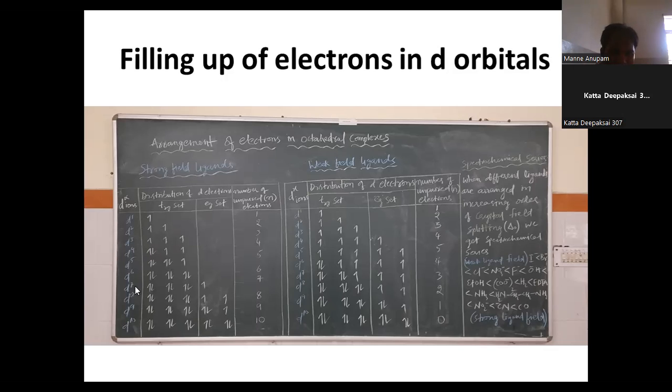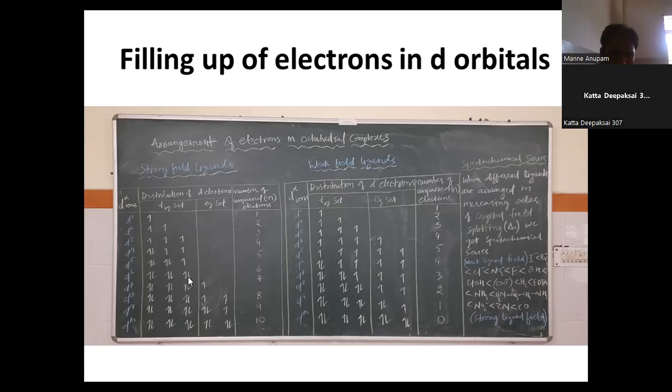Now all are filled up, so the seventh electron will go to EG. The eighth electron will also come to the EG set. The ninth electron will pair up here, and the 10th electron will again pair up here. So D1 is 1 electron here, D2 is 2, D3 is 3, and like this, the D4 electron goes to T2G, not EG. D5 will not go to EG because it is very far, high energy, and it will remain in T2G.